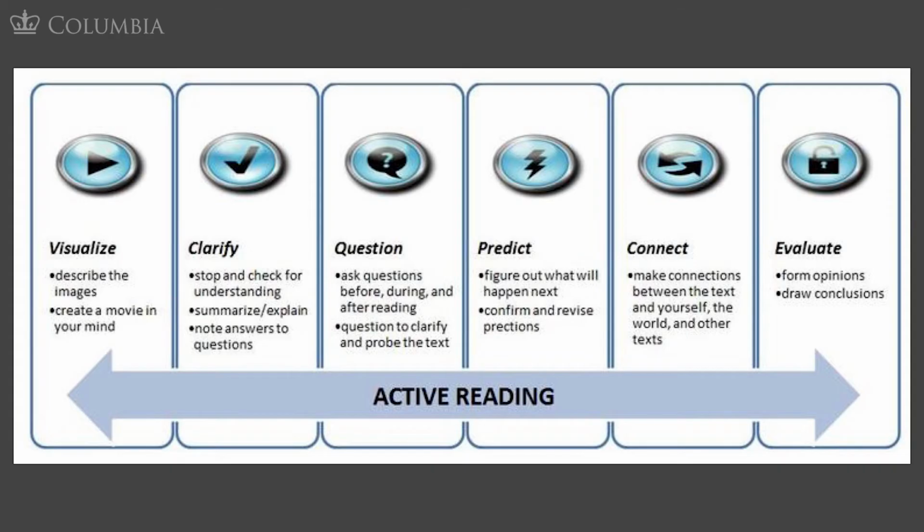I want to quickly talk about a graphic that you'll see a lot with regard to active reading that gives you 6 verbs that are meant to help you think about active reading in 6 different ways: visualizing, clarifying, questioning, predicting, connecting, and evaluating. I want to take those and just move them into the context of a college classroom to help you get a slightly better sense of what this can look like.